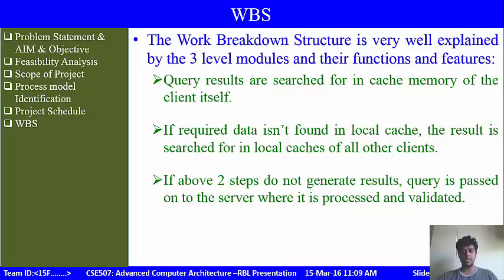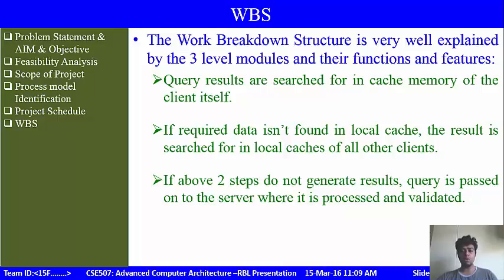The work breakdown structure can be very well explained by three levels or three modules of our web semantic caching. The first level is where query results are searched for in the local cache of the client itself. If it is found, well and good. If not, we move on to the second level, where the query is passed on to the local caches of all other clients in the system. If the result is found there, it is passed back to the original client.